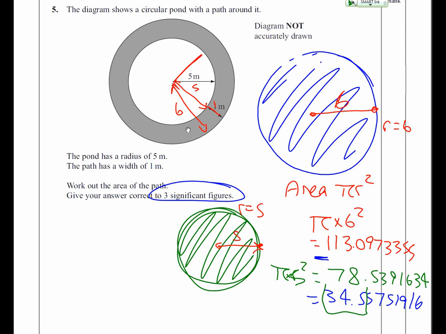We want the area of the path to 3 significant figures. I always put a rectangle around the first 3 significant figures. The 5 is going to round up to give us an answer of 34.6, and it's meter squared because it's area.